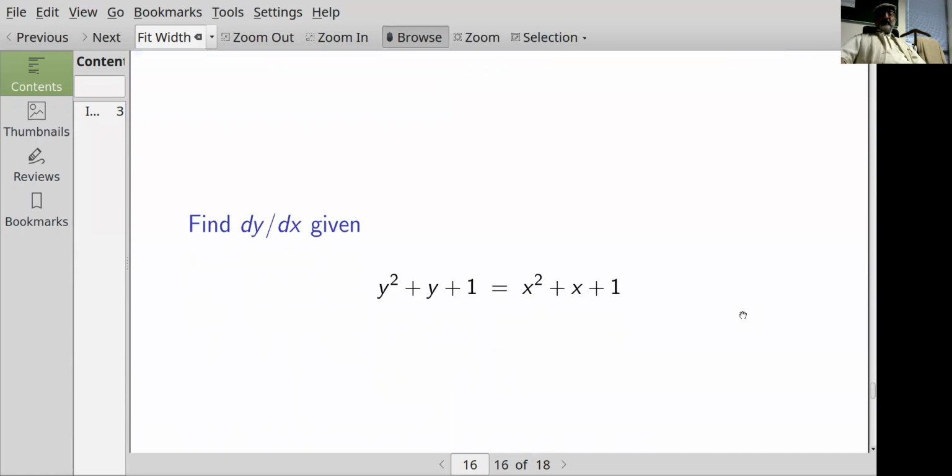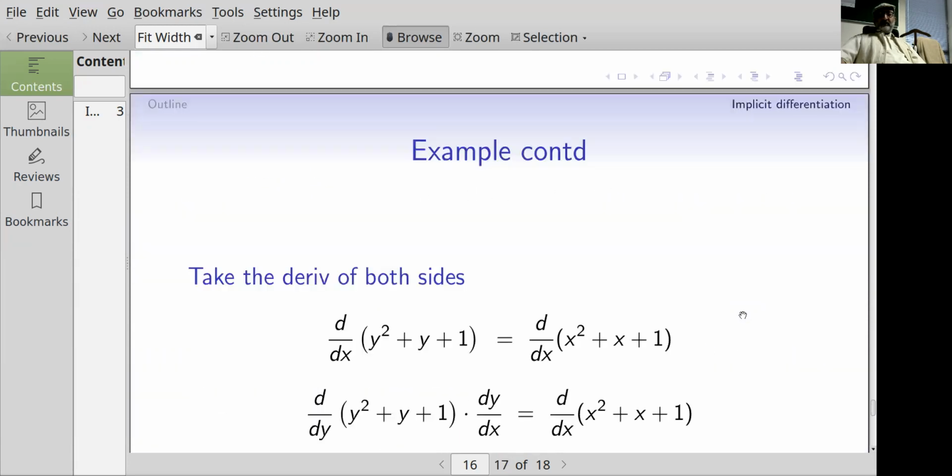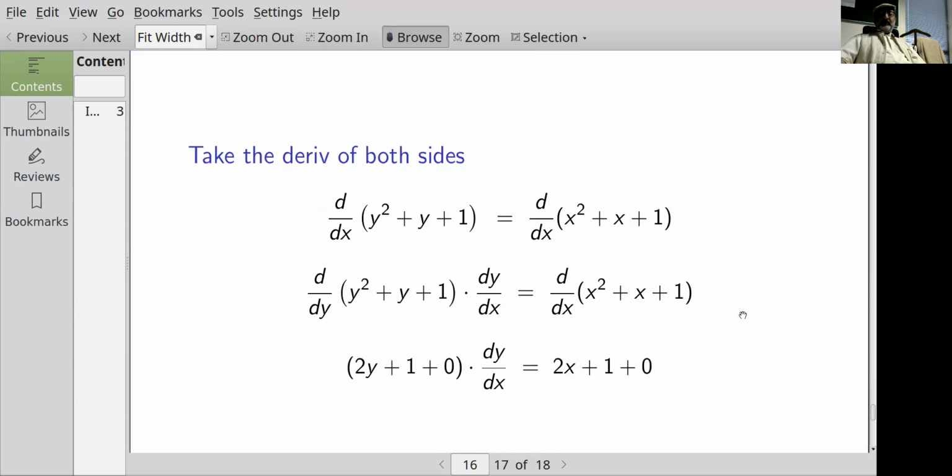Last example. Find dy by dx when you're given that y squared plus y plus 1 equals x squared plus x plus 1. Okay. Take the derivative with respect to x on both sides. Now, the derivative of a function of y is the derivative of the function with respect to y times dy by dx, by the chain rule.